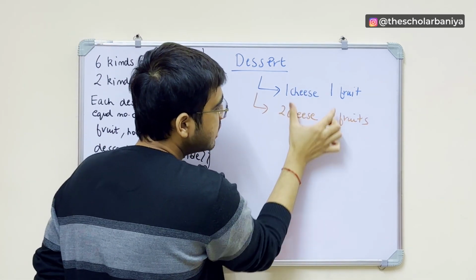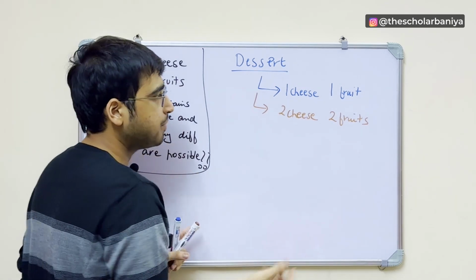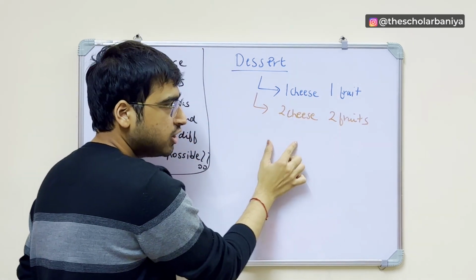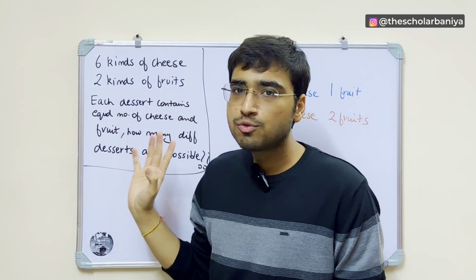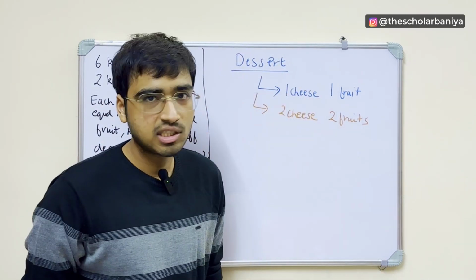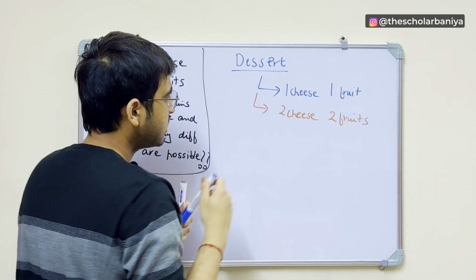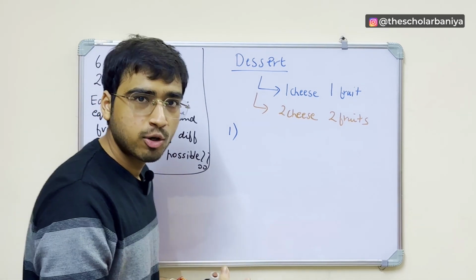Because these two needs to be equal. The kind of fruit and the kind of cheese needs to be the same. So 2 fruits, 2 cheese, 1 fruit, 1 cheese, 3 fruit, 3 cheese, 4 fruit, 4 cheese. But we know there are only 2 kinds of fruits, so these are the only 2 possible cases, right? So if we talk about the first case, right? So how many different combinations are possible?